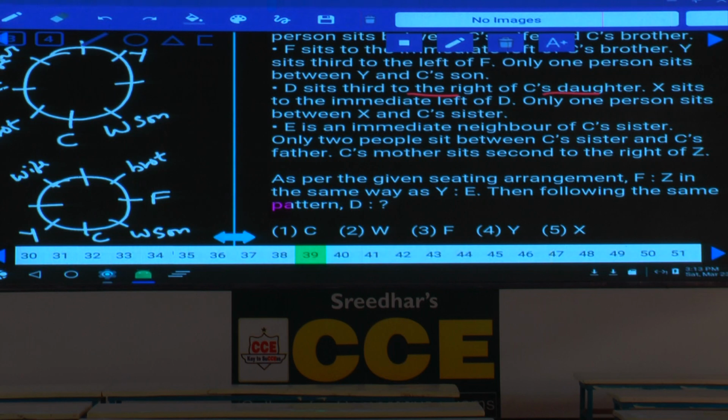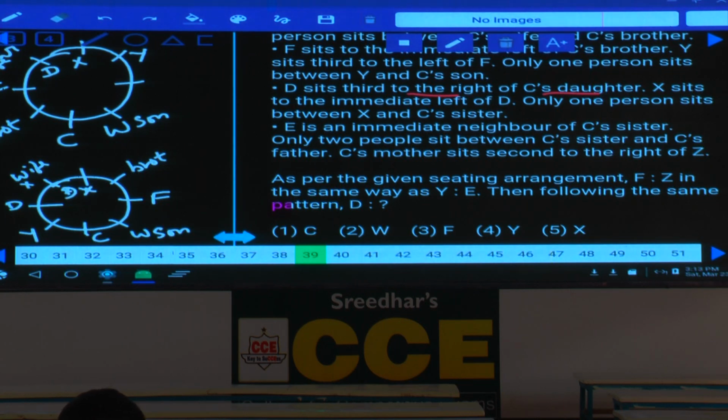Now X and D, two vacant places must be here. X is to the immediate left-hand side of D, hence X must be at this place and D will be here. Are you following this one or not? This is the only possibility we have for X and D. Now in this other case, X sits to the immediate left of D. Tell me what the different possibilities are. X can be here and D here, or X can be here and D here.